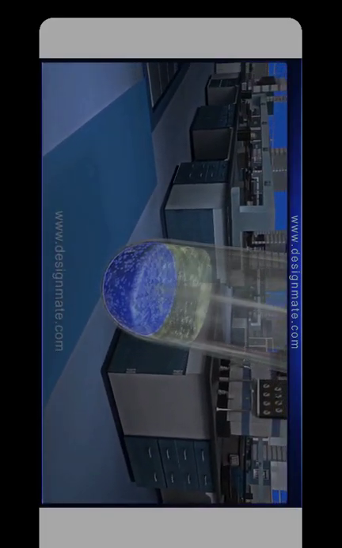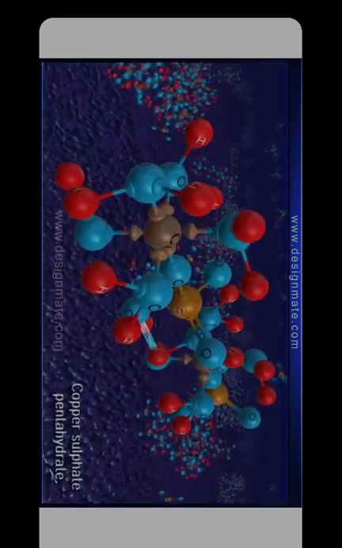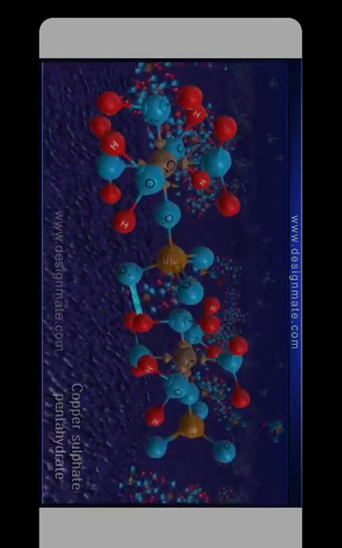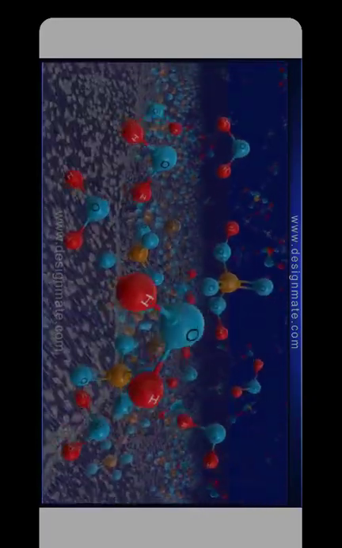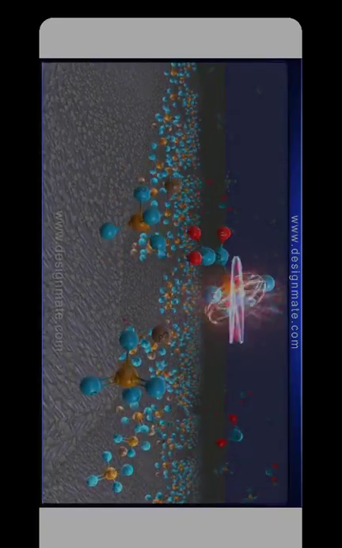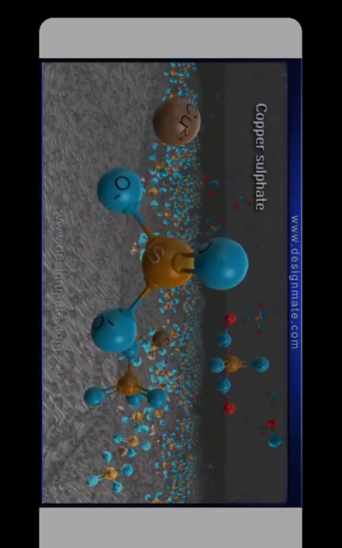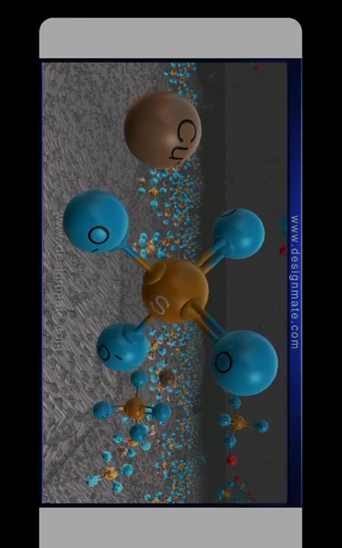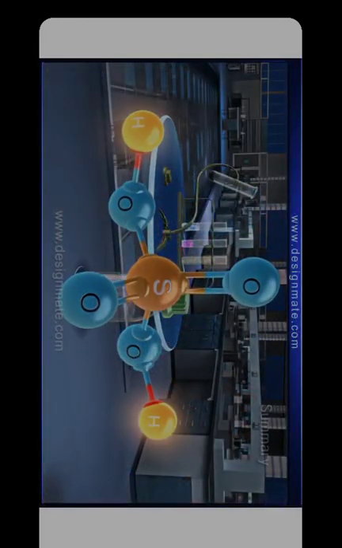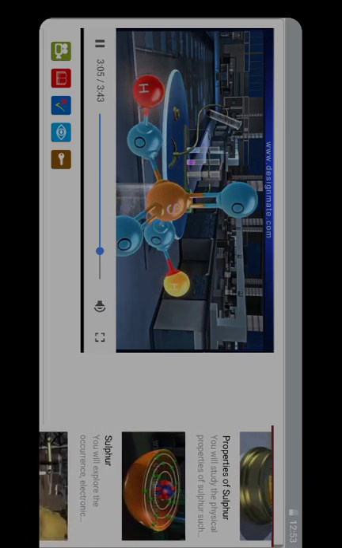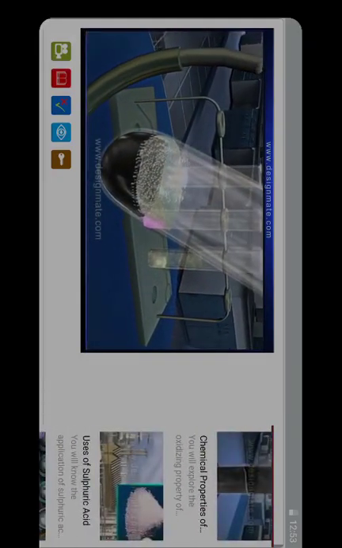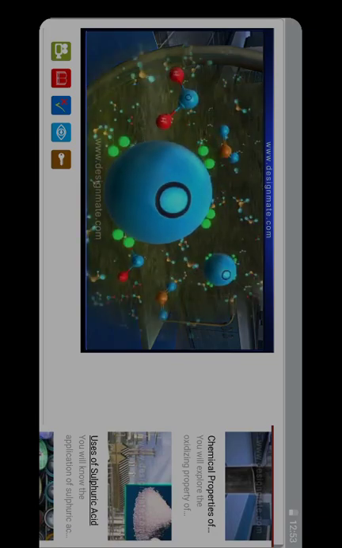Can you now predict what would happen if concentrated sulfuric acid was added to blue crystals of copper sulfate pentahydrate? Well, the acid would drive away water molecules from the salt, resulting in the formation of white anhydrous copper sulfate powder. To sum up, we have studied that concentrated sulfuric acid is a diprotic acid. On reaction with carbon, it liberates nascent oxygen.